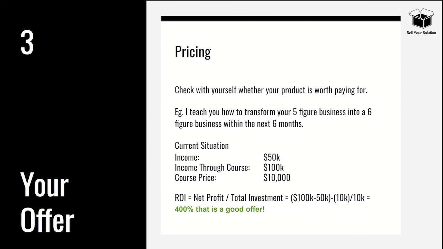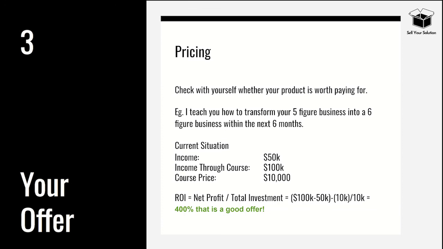And in this example here on the slide, you see, taking someone from $50,000 to $100,000 in their business. And let's say the course price is $10,000, which could sound to some people like a lot of money, but if we actually look at it, it's a very good price for the offer. So let's say someone is at $50,000 income, and they're willing to do the work, and they're going to be at $100,000 after the offer. That means they just gained $50,000, and that's just in 1 year.